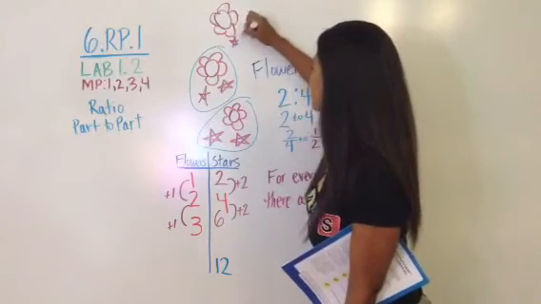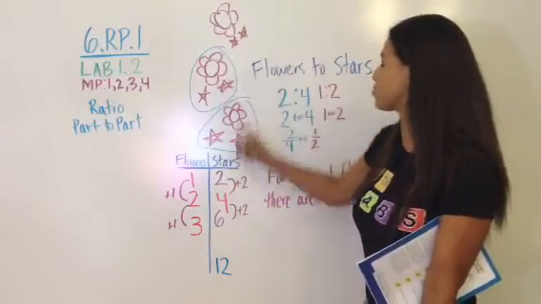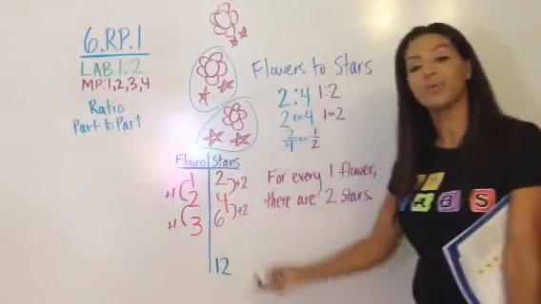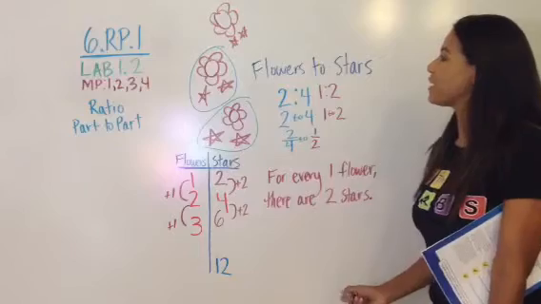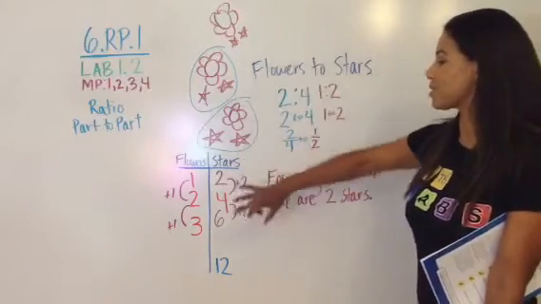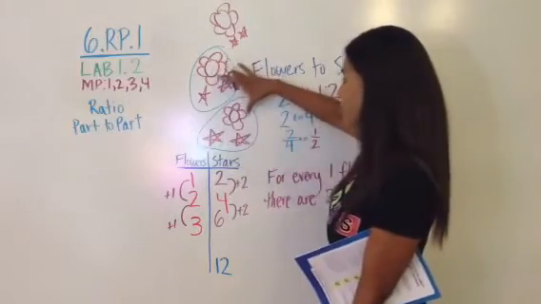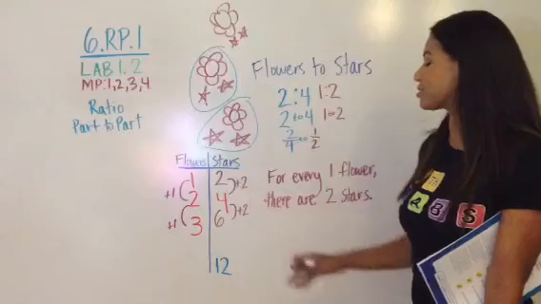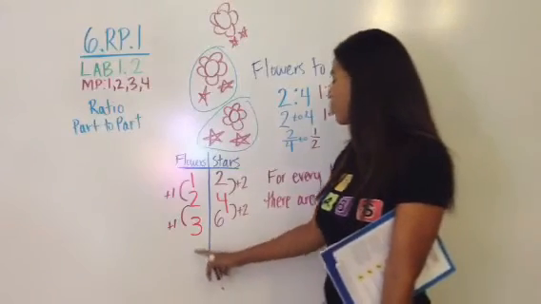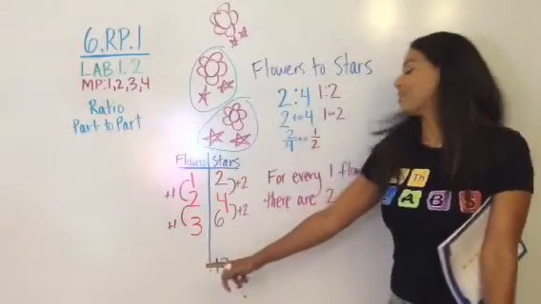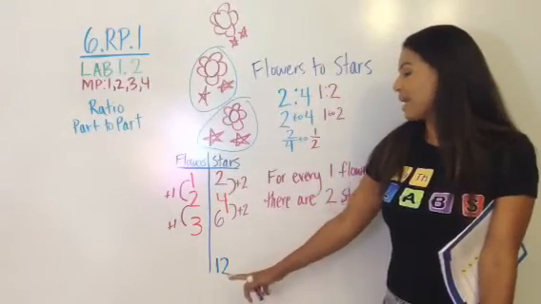I could visually show that, for another flower here. We'd have to add 2 more stars, and that would make 1, 2, 3 flowers, and 2, 4, 6 stars. Okay, so these are all equivalent ratios. They name the same quantity, but it just looks different in terms of if we had 2 groups, or if we had 1 to 2, or 2 to 4, or 3 to 6, etc. So, what would happen if you had 12 stars? How many flowers?